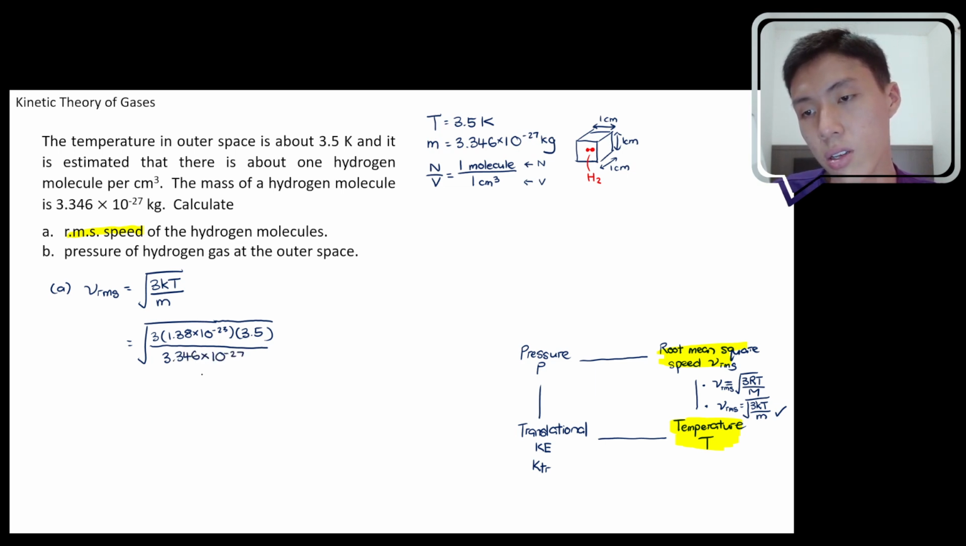Okay, so from here, if you do your calculation, I believe you are able to get your root mean square speed to be 208.10 meters per second. Okay, done. So that's question number A.